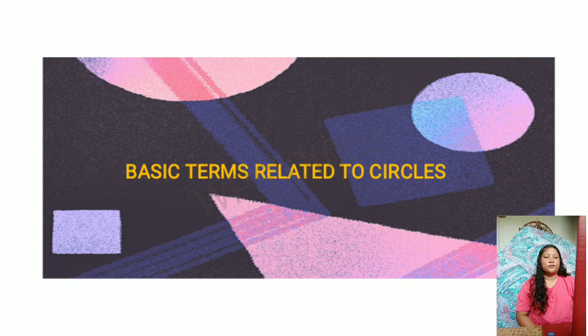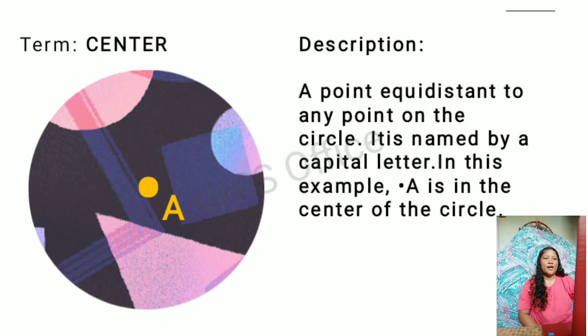There are basic terms related to a circle. The first one is the center. The center is a point equidistant to any point on the circle. Remember, when we say equidistant, that is the same distance. It is named by a capital letter. In the illustration, point A is the center of the circle.